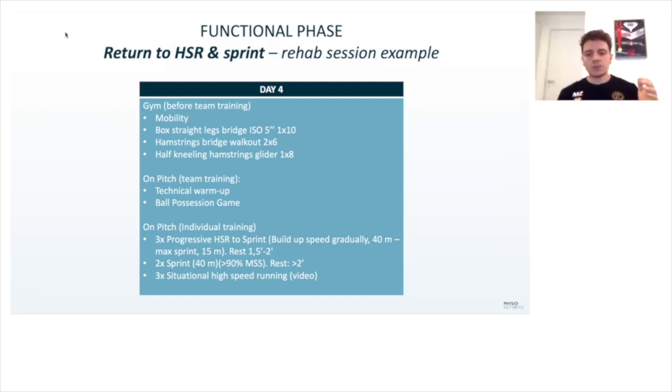Maybe we introduce the sprint with high-speed running, with a progressive high-speed running session, or sprint session. Maybe we put 3 and 2, or situational high-speed running, as you saw in the video. We can do it in different ways, but we have to manage and understand the needs of our player and his condition.